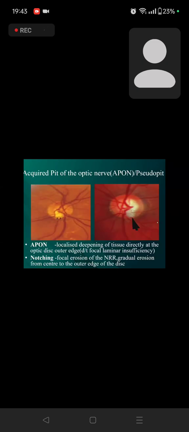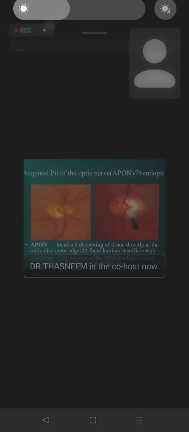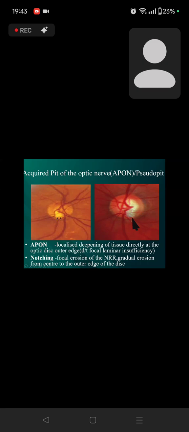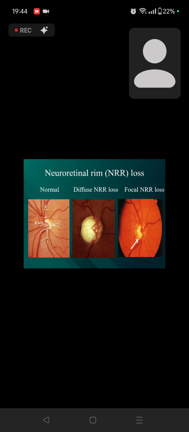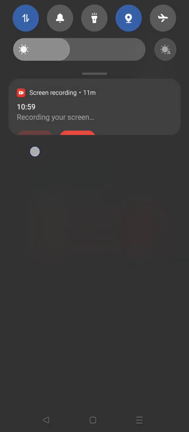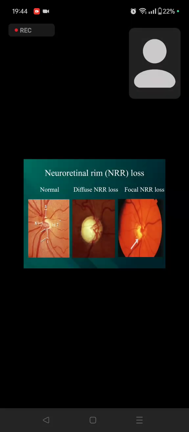And next, we have one more finding in the optic nerve, that is called acquired pit of the optic nerve or pseudo pit. That is a sharp localized deepening of the tissue which is located at the outer edge, which is due to the focal laminar insufficiency. And this should be differentiated from notching. Notching means it is a gradual erosion from the center to the outer edge of the disc. So as I told, neuroretinal rim loss we have discussed also in cupping. So it can be a diffuse NRR loss or focal NRR loss leading to notching.